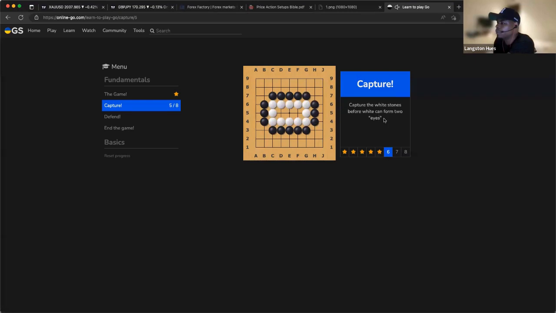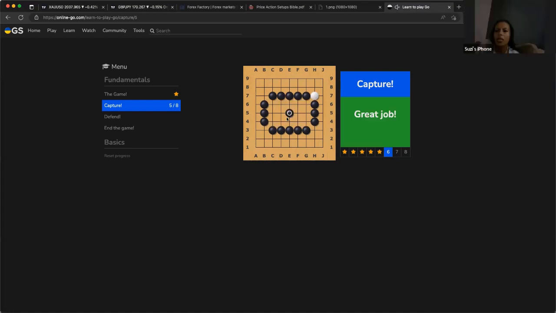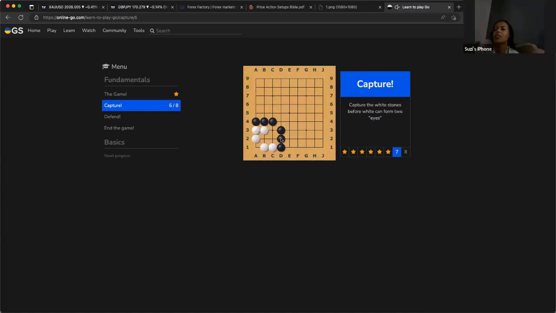Capture the white stones before white can form two eyes. Two eyes would be one here, one here. So I would have to put one here. Hmm. Oh, no, I guess not, because he's going to form two eyes. I have to put it in the middle, yeah? Okay. And then here. Oh, what happened to my stone? Interesting. Oh, they got you. They captured me, right? Yeah, because they were surrounding you. Okay.